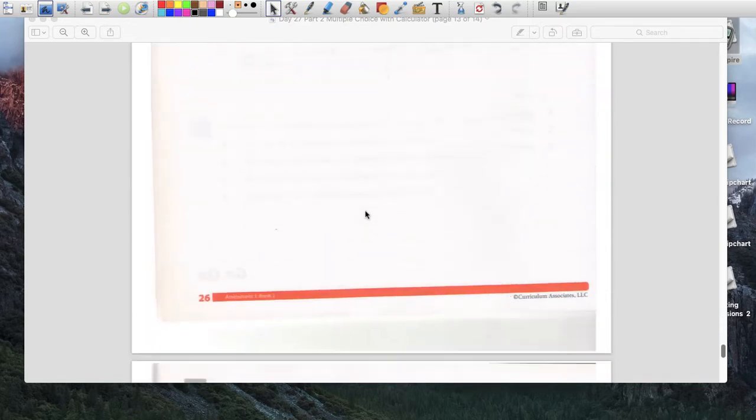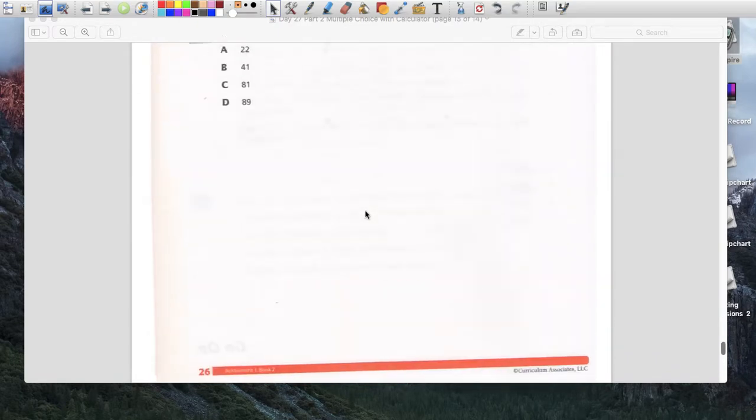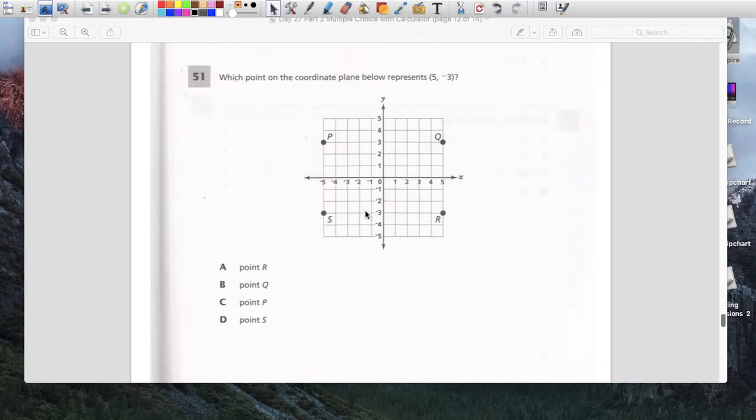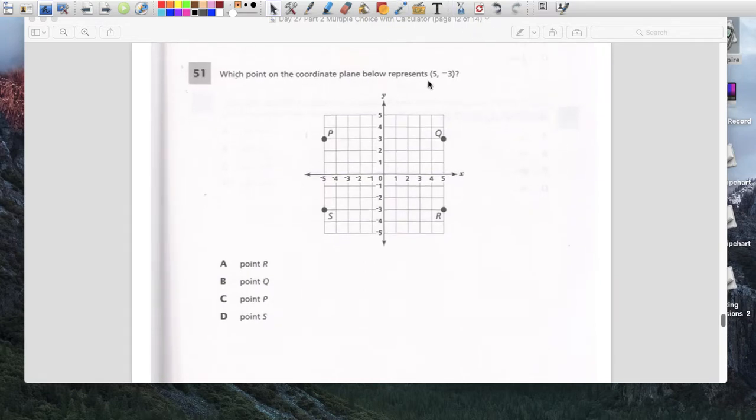51. This video is really long. 51. Which point on the coordinate plane represents 5 and negative 3? 5 over, negative 3 is down, so it would be point R. So the answer is A.